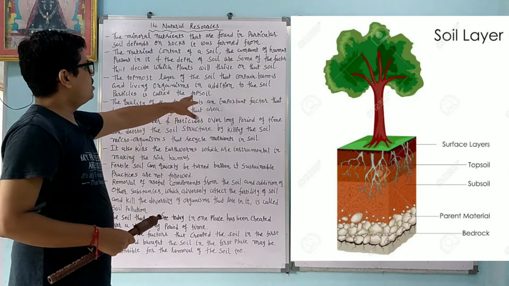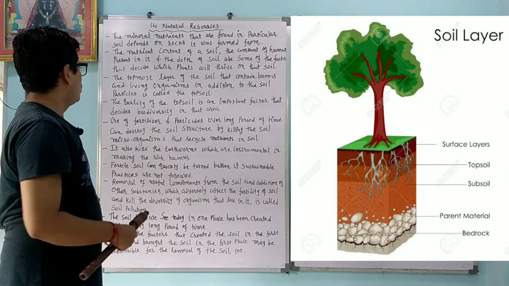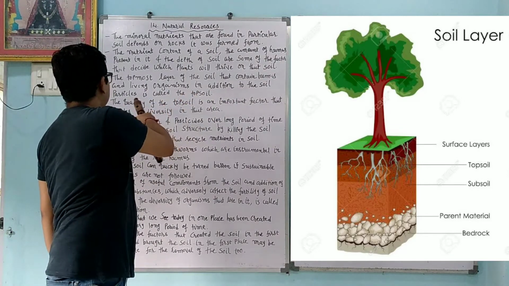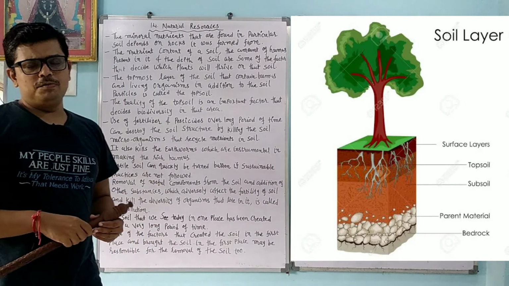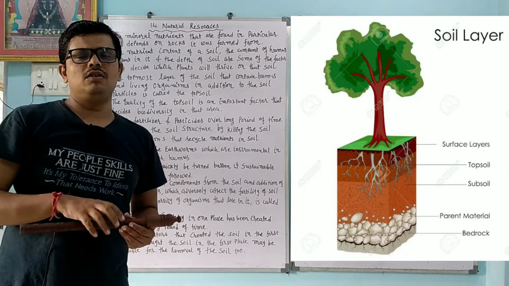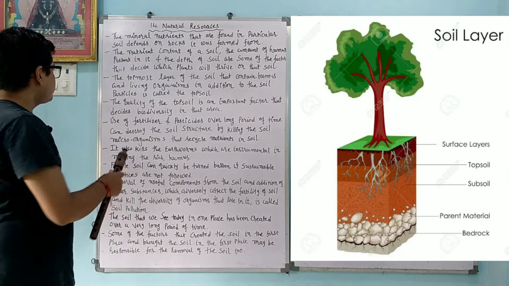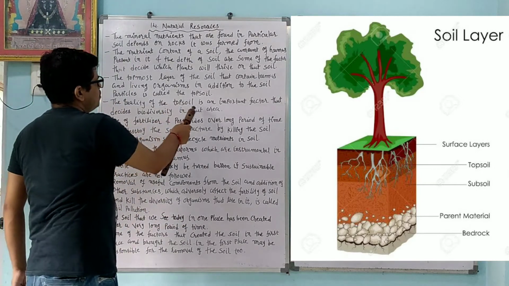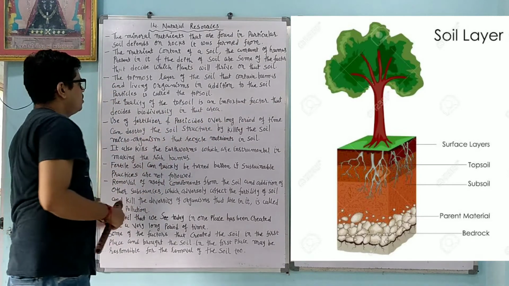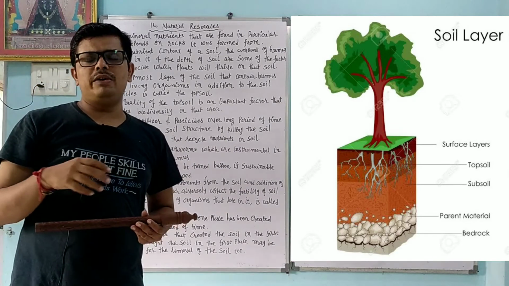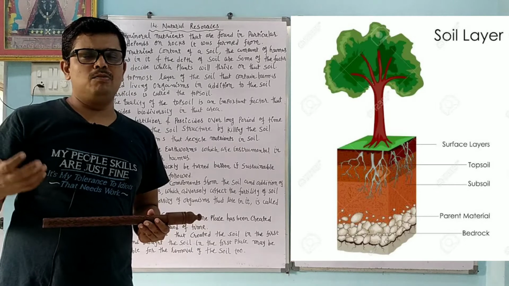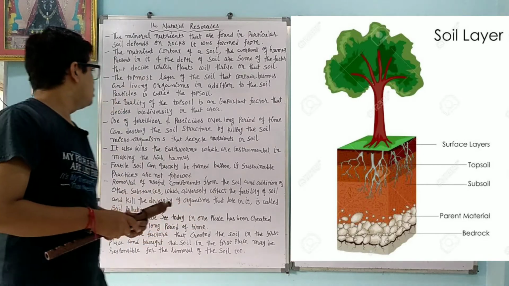Okay, so we can say that the topmost part of the soil, which contains humus and living organisms in addition to the soil particles, is called the topsoil. The quality of the topsoil is an important factor that decides the biodiversity in that area. Okay, so topsoil decides the biodiversity in the area. The more fertile the soil is, the more biodiversity there is, and more animals depend on it.